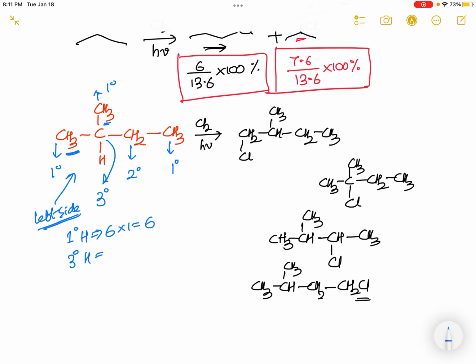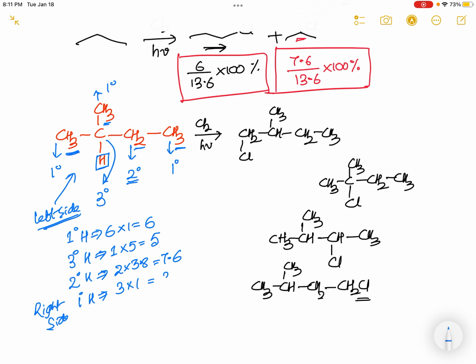Tertiary hydrogen, only one tertiary hydrogen is there. This is the tertiary hydrogen. 1 into 5 is equal to 5. Secondary hydrogens, there are 2 secondary hydrogens. 2 into 3.8, that is equals to 7.6. And again right side primary hydrogen. Right side primary hydrogen is 1 carbon is there, so number of primary hydrogens are 3 into 1 is equal to 3. So total 6 plus 5 plus 7.6 plus 3, 21.6.